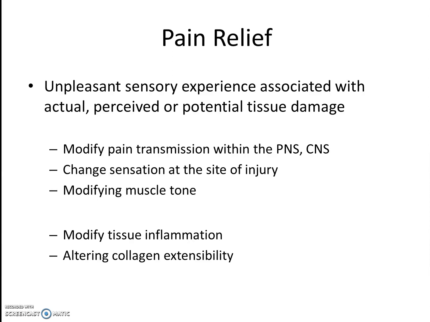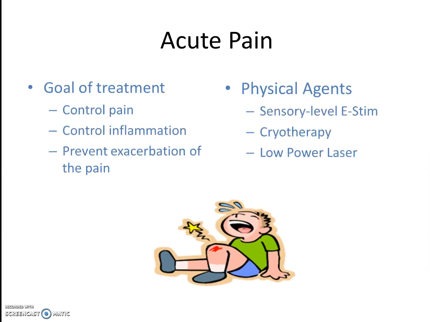At the cellular level, this is occurring because we are modifying tissue inflammation and altering collagen extensibility. Now, acute pain. Acute pain is usually from a new injury in a very short time frame. That time frame is a little bit variable, and we'll get to that more in our next few lectures. But the goal of treatment for acute pain is to control the pain and inflammation and prevent exacerbation or worsening of the pain and those other symptoms.